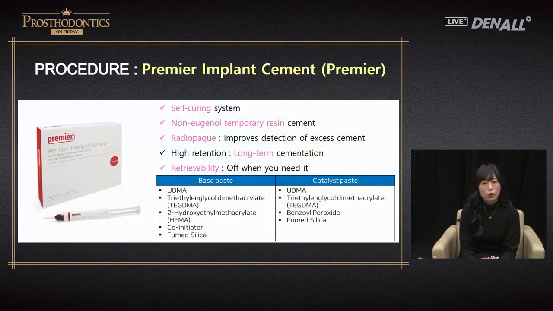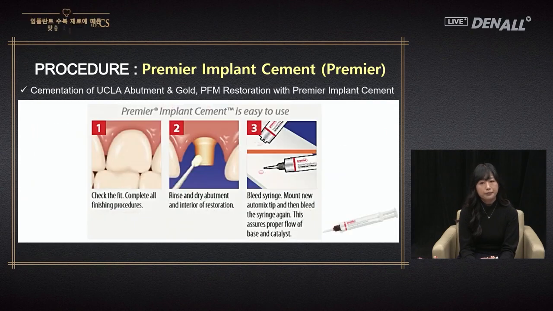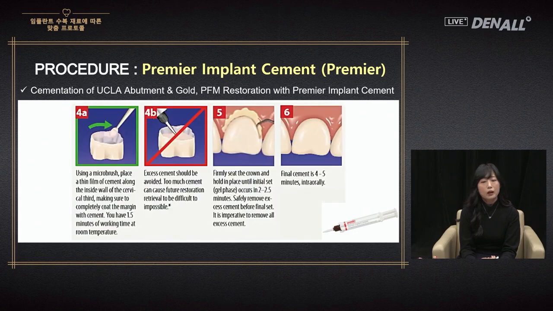In this example, I'm going to use Premier Implant cement, which is non-eugenol resin type temporary cement. You clean and sandblast the inner surface of the restoration, connect the abutment, clean it, and then do the sealing. A small amount of Premier Implant cement should be applied, and once the restoration is placed, before the cement is set, excess is removed. Finally, once it is set, check the margin and occlusion and conduct the final polishing.